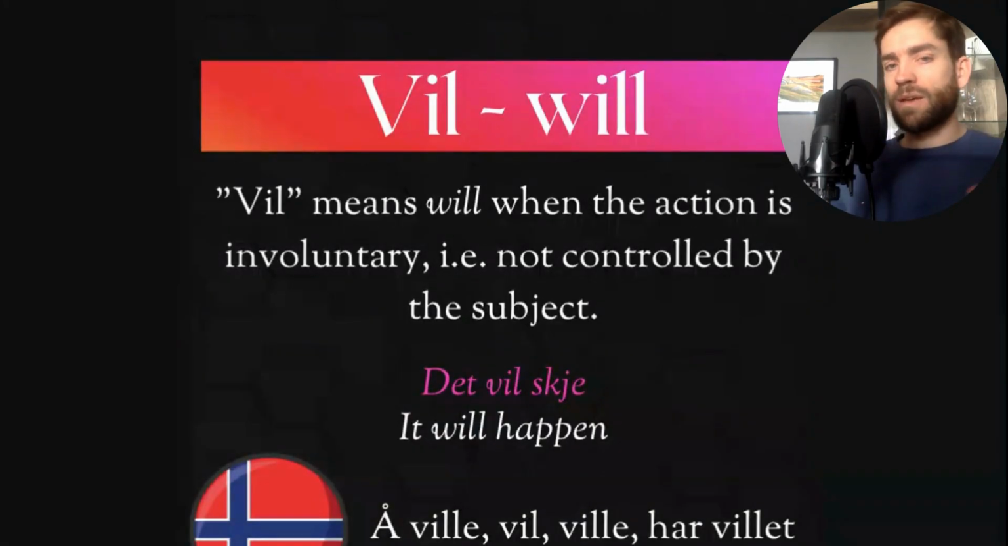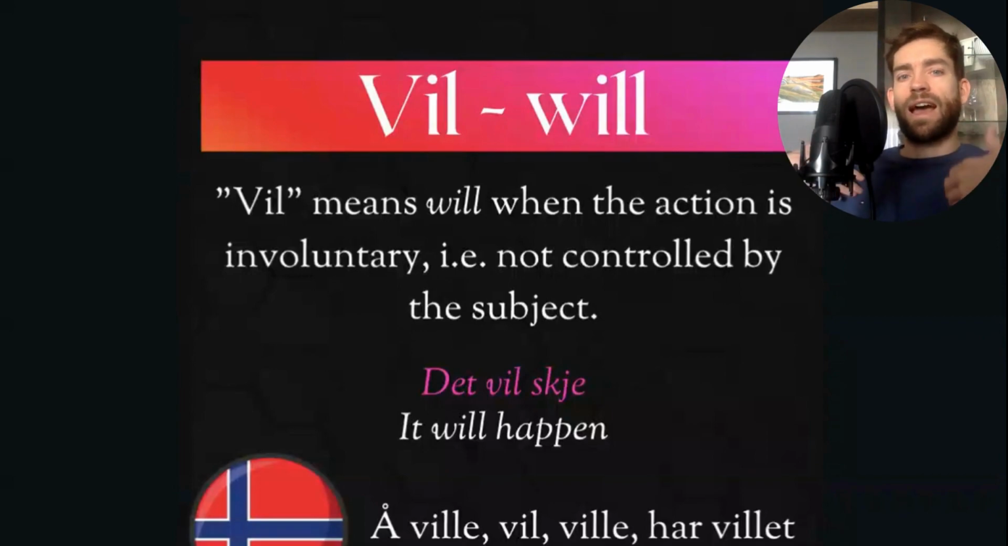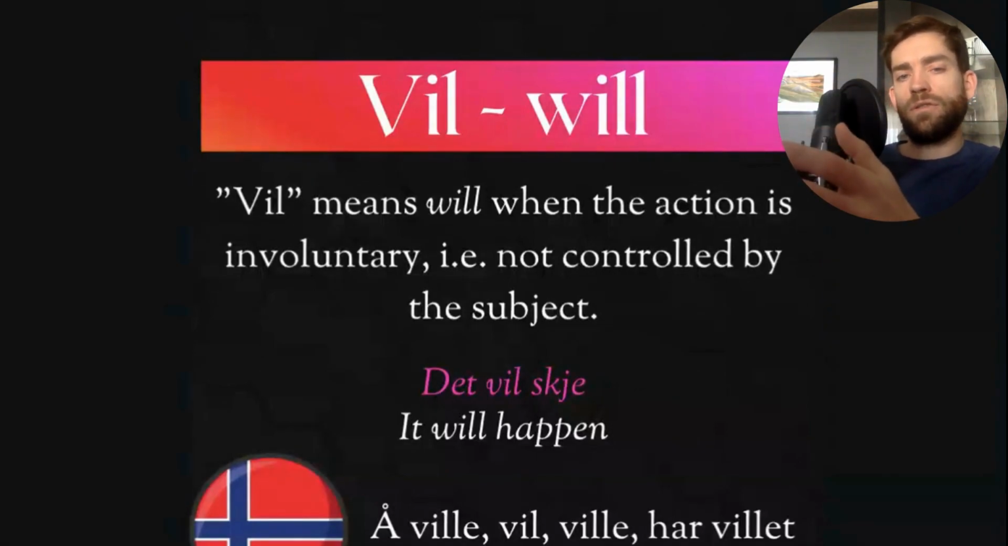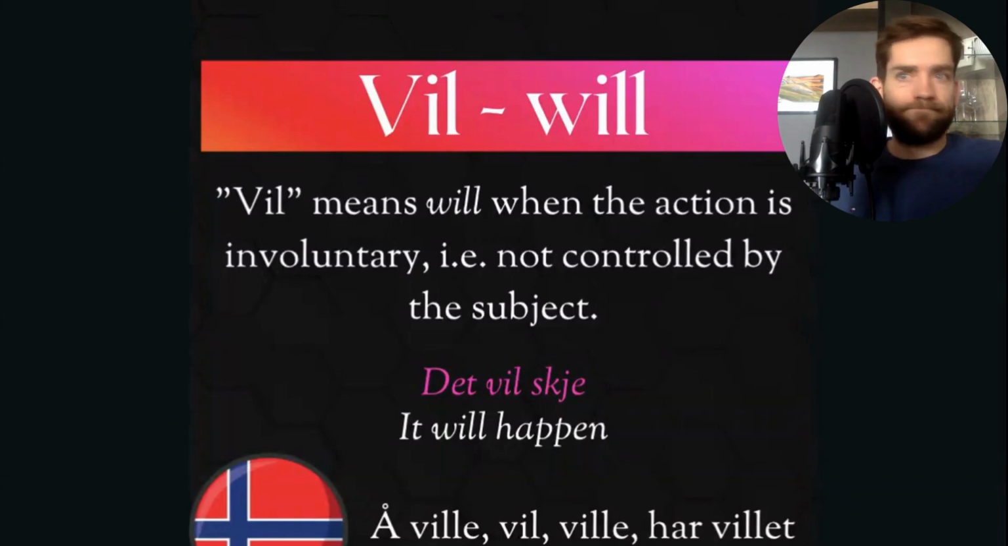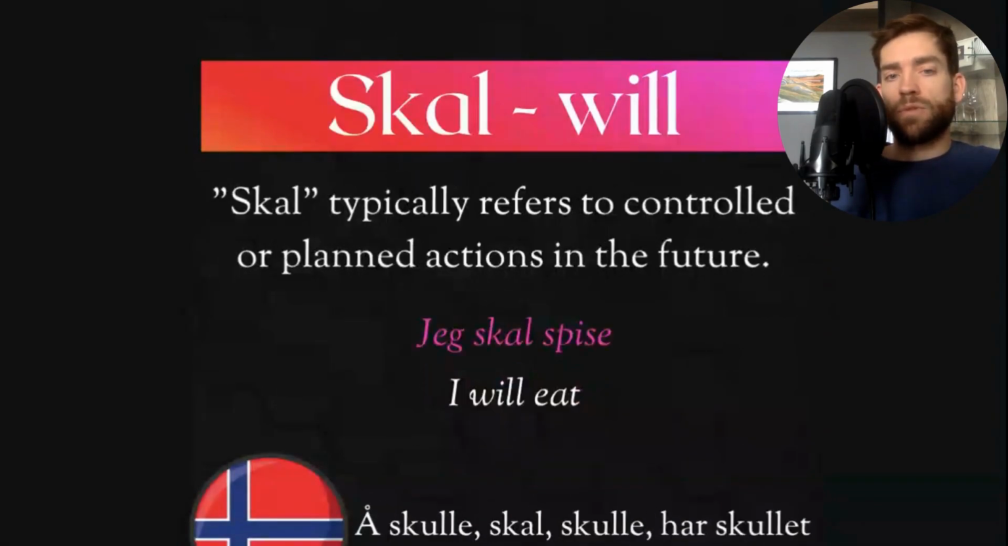Another example here is det vil skje. So notice what the subject is here. Det, it. We're not referring to jeg or du or any person, such as han or hun or Petter or Mikael or Anne. So det cannot have the capacity to want anything. So when there is no such capacity, we understand will to mean will. I have another video about that on my channel as well. That's a video about the future tense, where I go into more of those details.